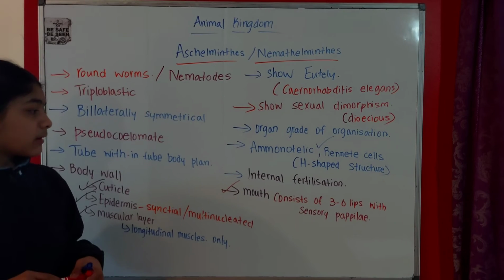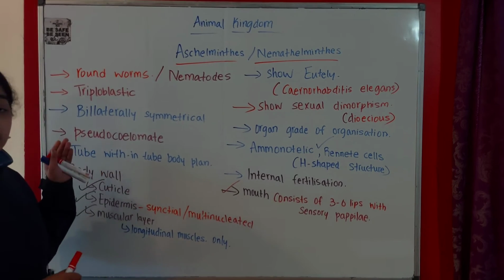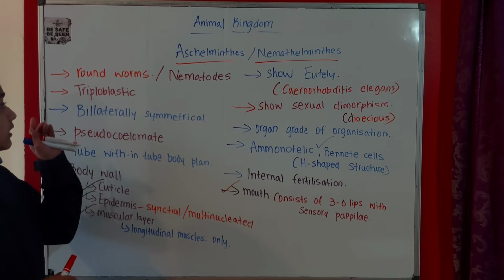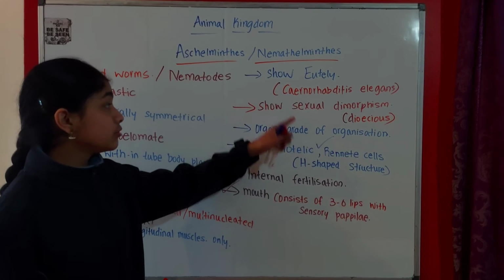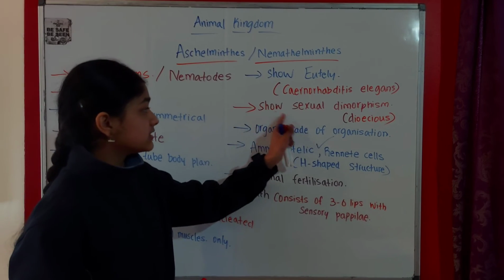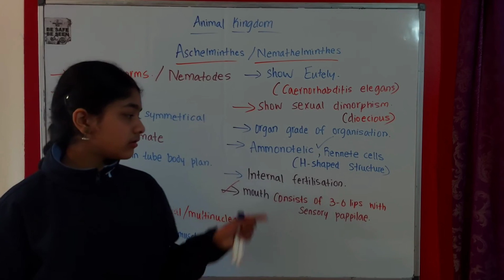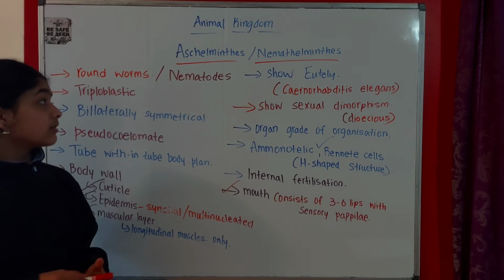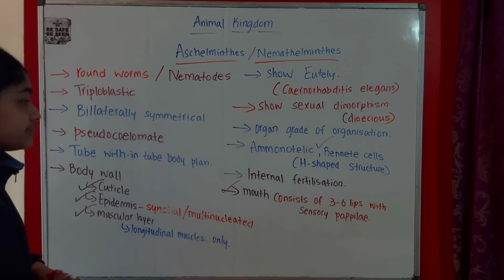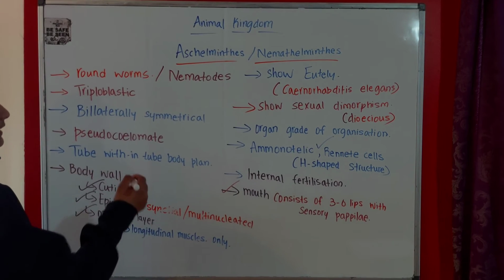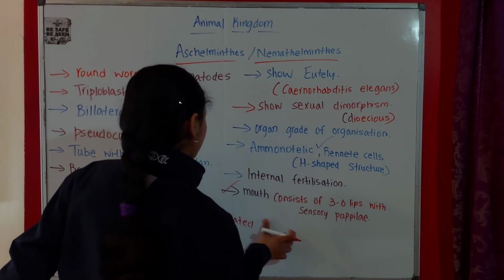So this is about the mouth, and we have taken a look at the body wall, the body plan, the body cavity, symmetry, and the common name and germ layers. One more, sexual dimorphism, organ grade, excretion, and fertilization. So all these things we have taken a look at. These are the general characteristics of nematodes. One more important thing, here we are going to write it.